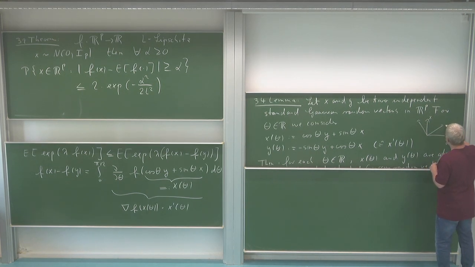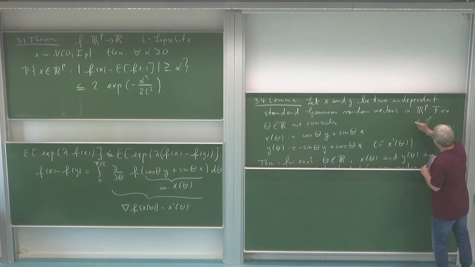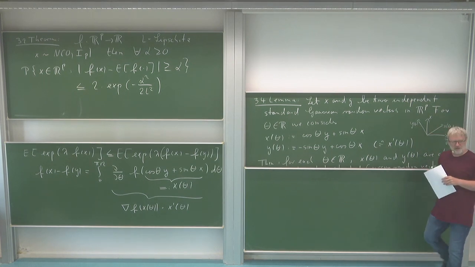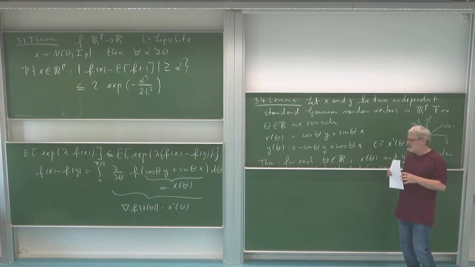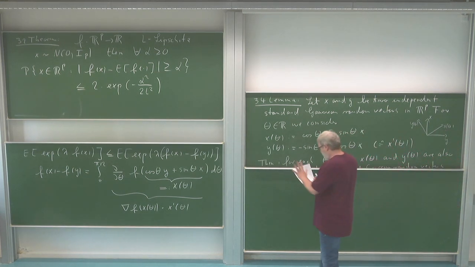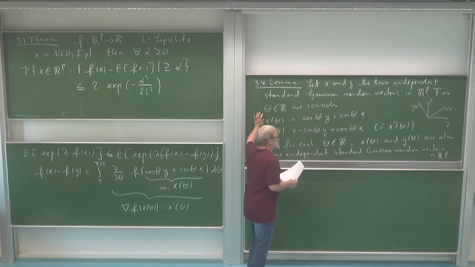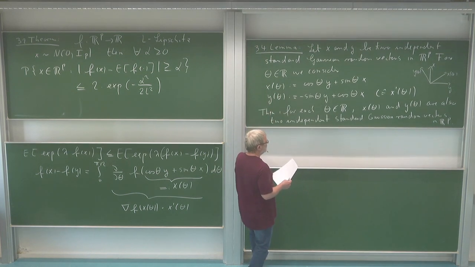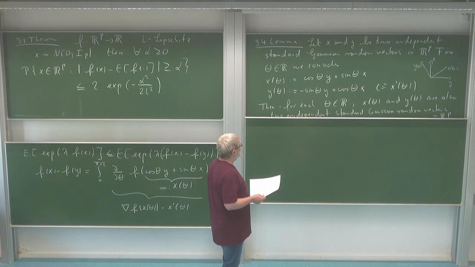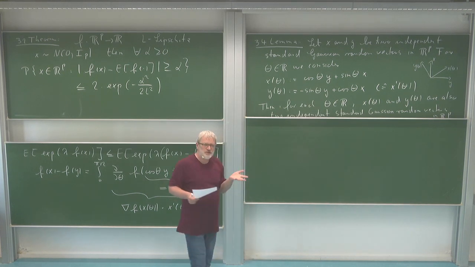I get here x of theta and y of theta, and they still are orthogonal, which then means independent, and their length has not changed, so they still have the same distribution. Okay, but maybe let us make this a bit more precise. Or maybe let me first make, as an example, a specific choice for theta.